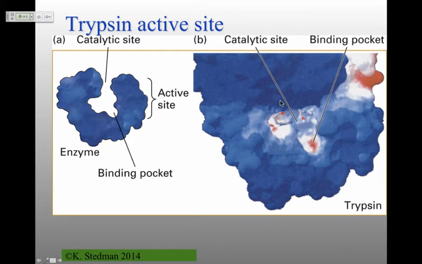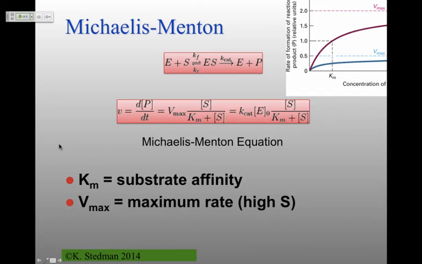Active sites of enzymes are usually very small parts of the enzyme, and often, but not always, they'll have binding sites and catalytic sites that are somewhat separate from each other. If you look at enzyme-catalyzed reactions, and again, don't expect you to memorize the equations here. There's a question on it. I will give you the equation on the exam.